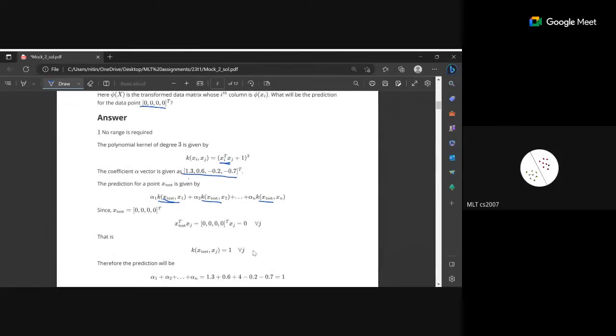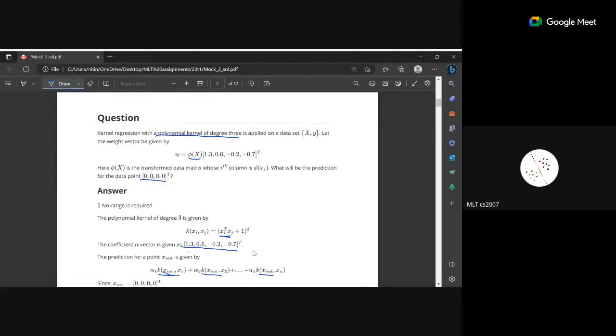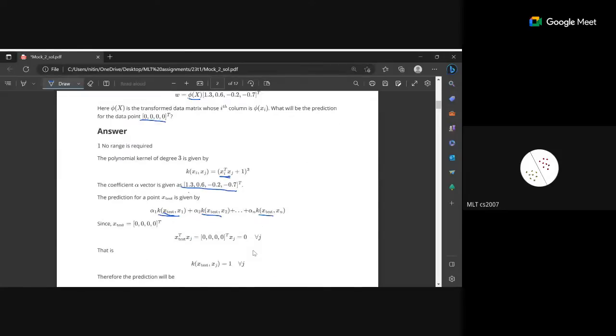So remember the formula. This formula you have to apply, and the kernel has been given there. The same kind of question you have in the practice assignment as well, so I think there should be no problem in this question. If you have any doubts in this, please ask, otherwise you can do the next part.